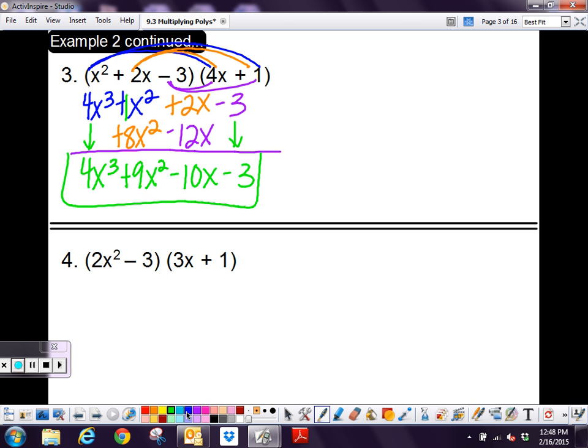Okay, number 4. Notice again we have a binomial times a binomial, so we can just use FOIL here. Or you can think about it as double distributing. You're just taking each term and you're distributing it twice. Okay, so I'm going to do the first.